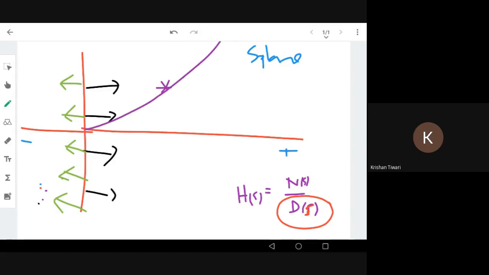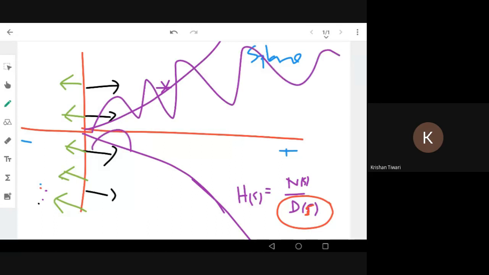This is the time transient response I'm showing you. Unbounded, your output is going beyond the limit. Something like this, or it is increasing like this.